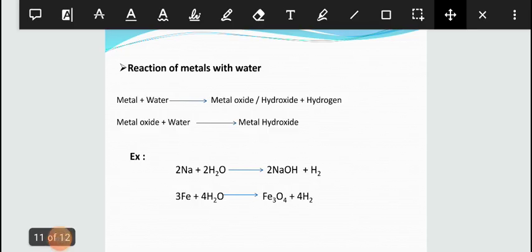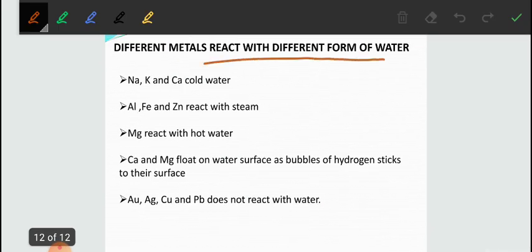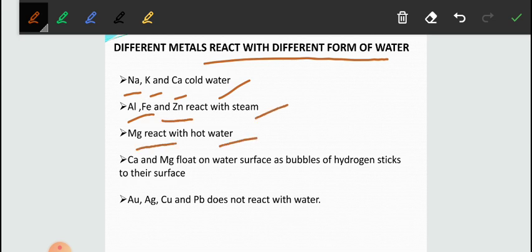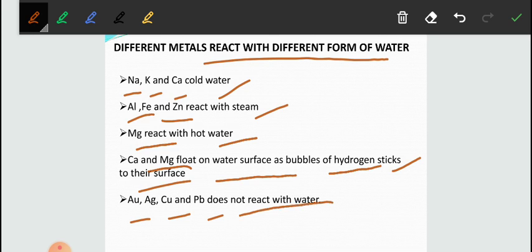Now one more interesting thing is that different metals react with different forms of water, for example cold water, steam, hot water. Sodium, potassium and calcium react with cold water. Aluminium, iron and zinc react with steam. Magnesium reacts with hot water. Calcium and magnesium float on the water surface as bubbles of hydrogen stick to their surface. Gold, silver, copper and lead do not react with water. So this basically depends on the nature of the metal, how it reacts with the different forms of water.